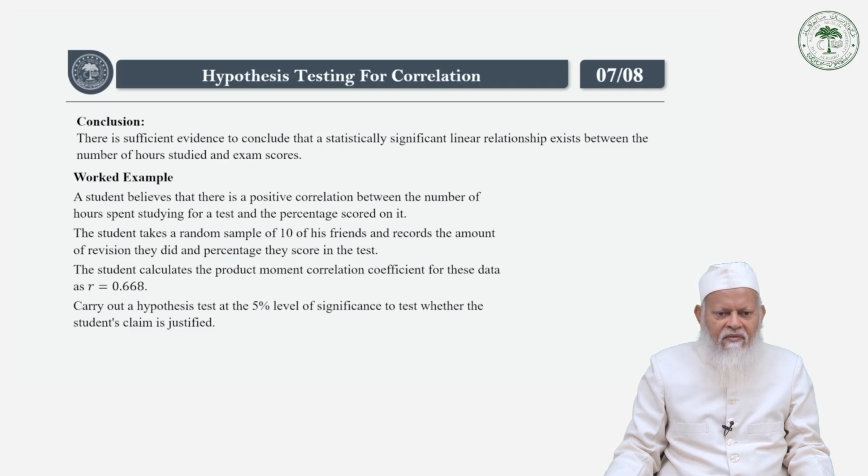Then one more example. This example is about the positive correlation between the number of hours spent studying for a test and the percentage scored in it. It is also a similar example where the R and the level of significance have been given: 5%, that is alpha is equal to 0.05, R is equal to 0.668 here.